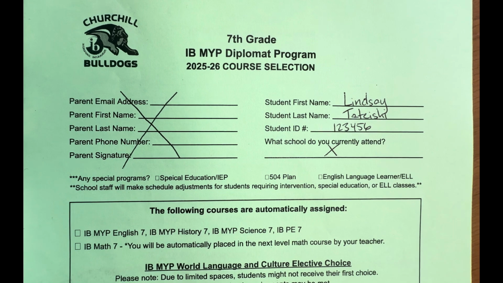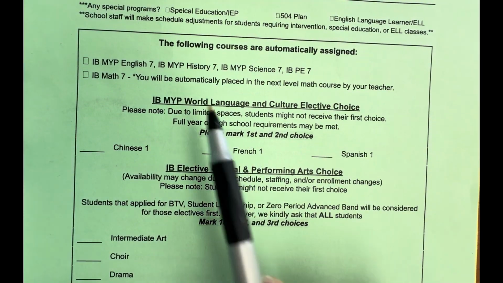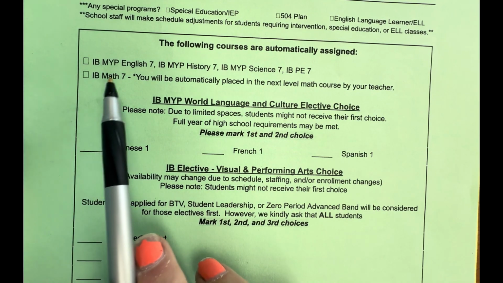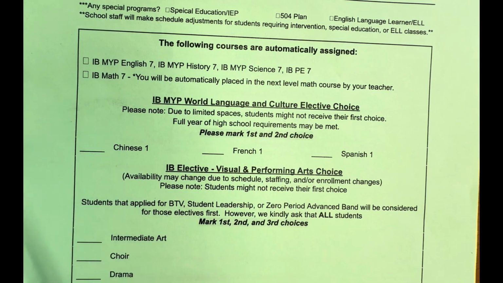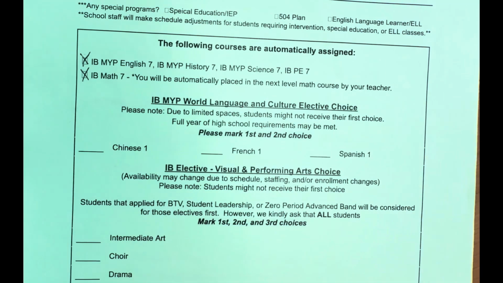Now let's look inside the box. On the top part of our box, it's going to tell you that you are automatically assigned to certain classes. For example, everyone is going to take English, history, science, PE, and math. So regardless of which program you're in, you're going to mark those boxes.